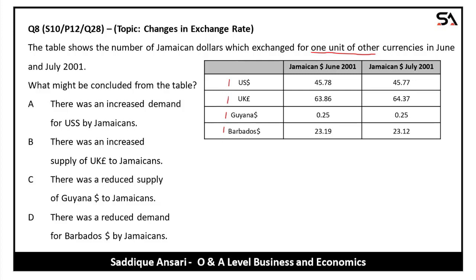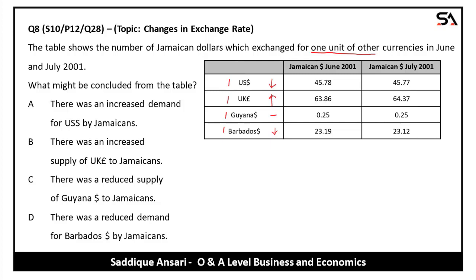So from 45.78 to 45.77, US dollar is depreciating. UK pounds, 63.86 to 64.37, it is appreciating. Guyana's dollar is unchanged, and Barbados dollar, 23.19 to 23.12, it is depreciating. Now let's see the options. The question is what might be concluded from the table.